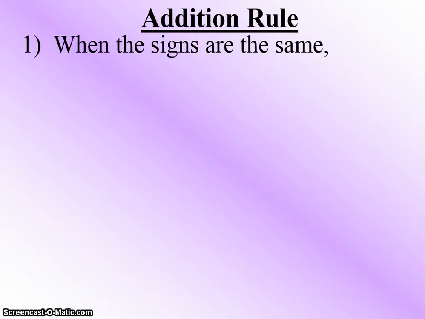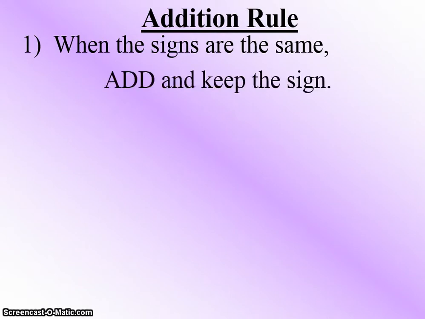When the signs are the same, you add and keep the sign. It's basically simple. Make sure you get that down in your notes. That's very important. An example would be -2 plus -4 equals -6. Notice 2 plus 4 is 6, and we kept the sign. Okay?